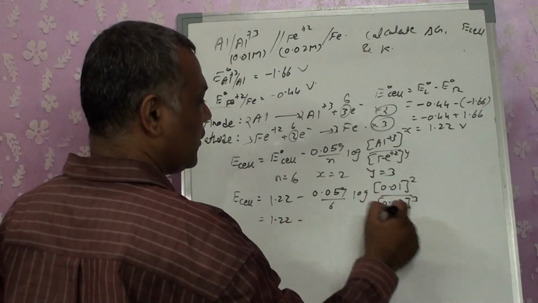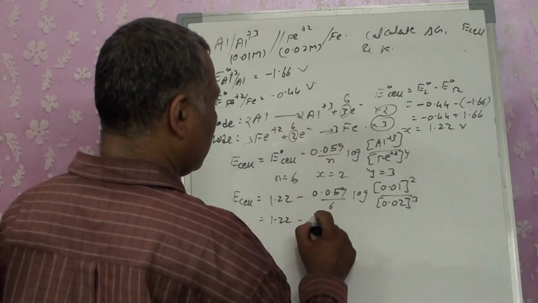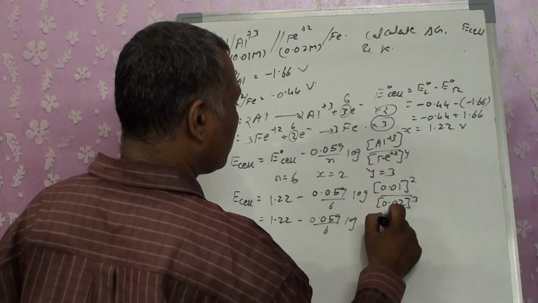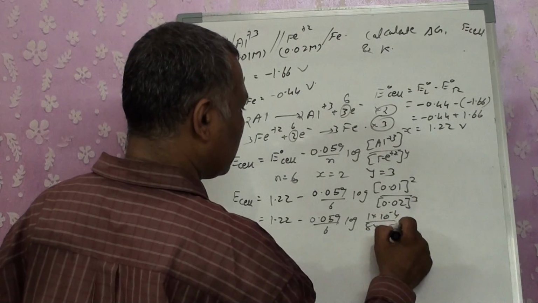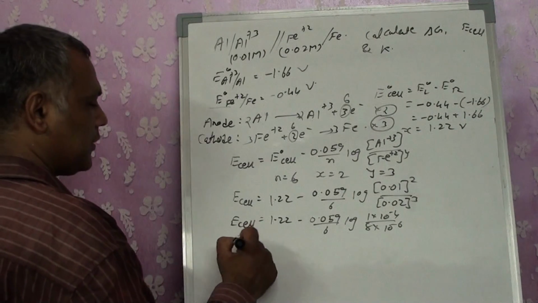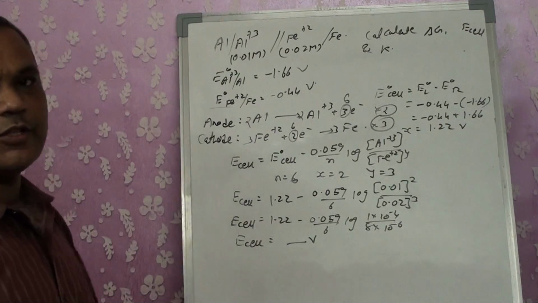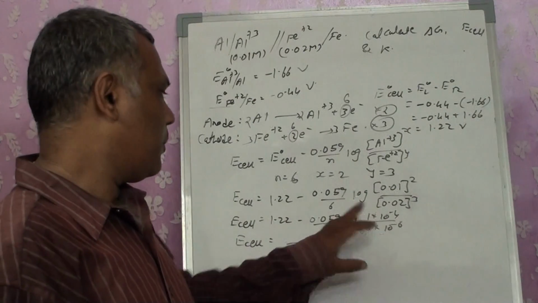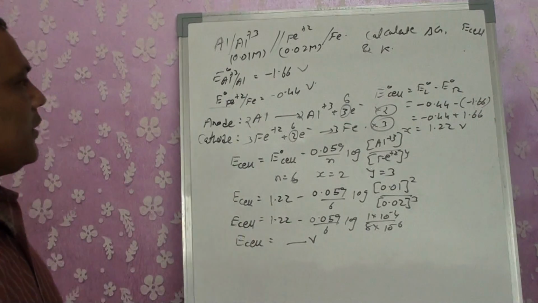Make the calculation, simplify it, and you will get the answer. This you can write as 0.059 by 6 log of 1 into 10 raised to minus 4 upon 8 into 10 raised to minus 6. Now simplify it and you will get E cell. Make the simplification by using the calculator. First of all, find out the log of it, multiply with this, and then subtract the value from it. So you will get the value of E cell.